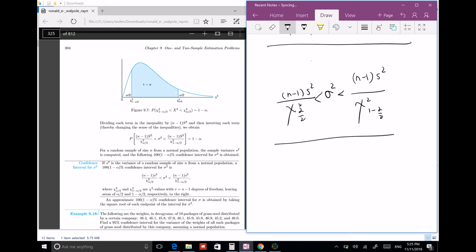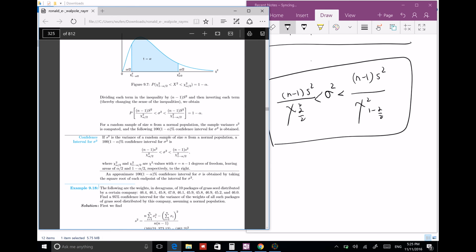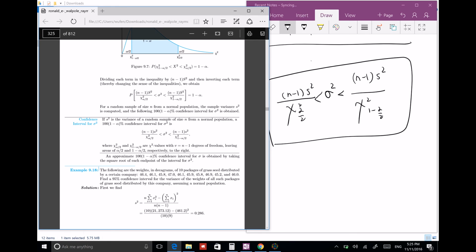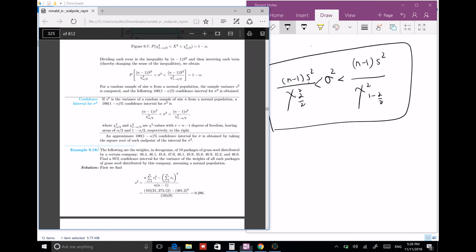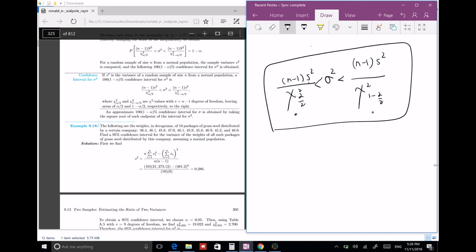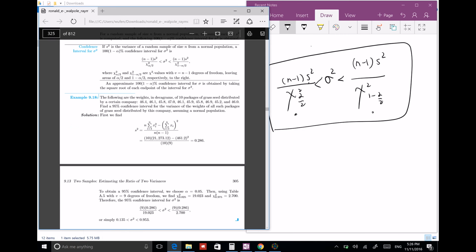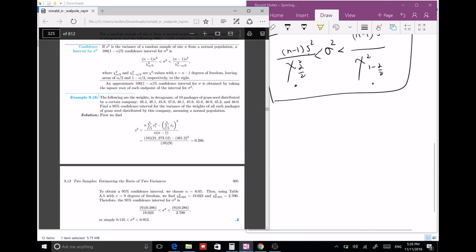In a problem, it asks you, for example 9.18, the following are weights. Given these 10 package weights, find the 95% confidence interval of the variance of the population. So basically you can find the variance of the 10 packages, and what you need to do next is find chi-square at alpha 0.025 and chi-square at 0.975. Then plug it in, and you can find the sigma squared interval.